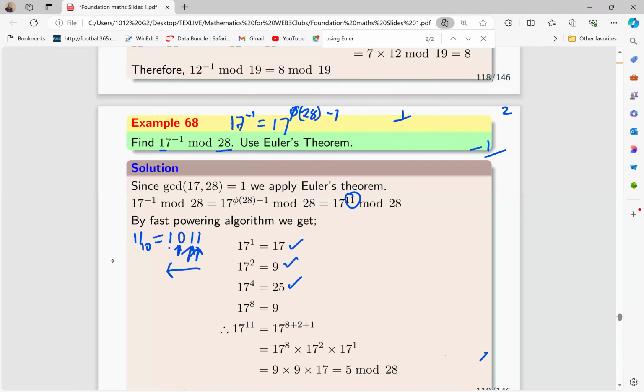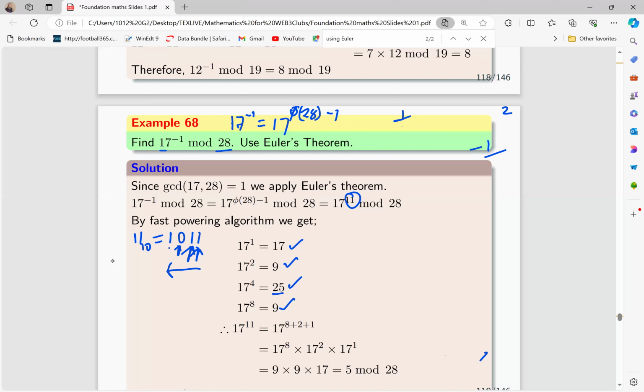Let me square it. I get 625. And the divisor is 28. So dividing by 28 goes there 22 times, and the remainder is 9. This was the fourth.